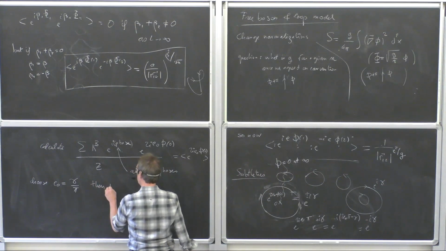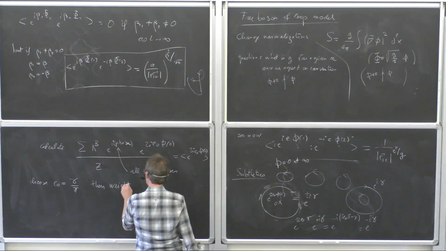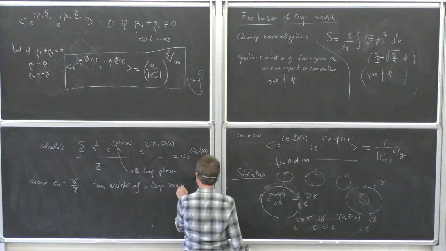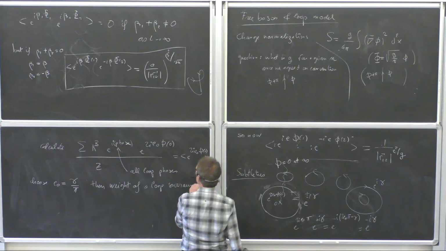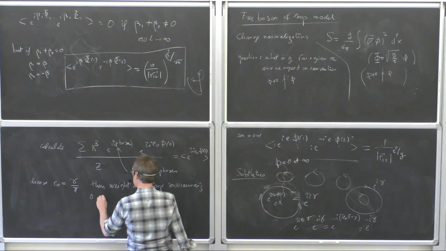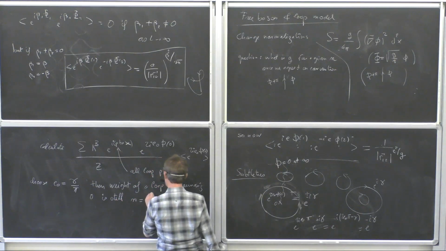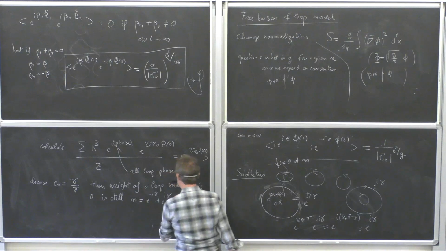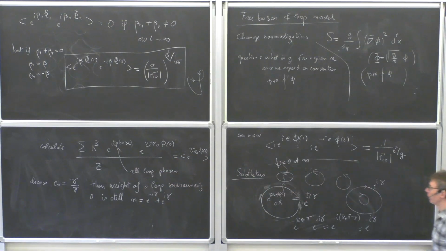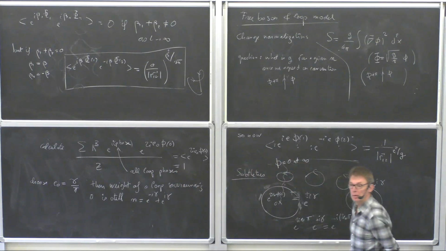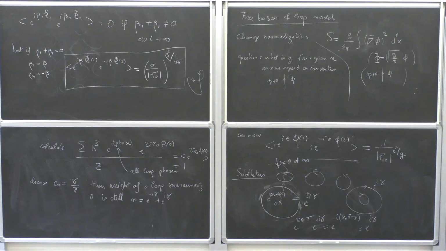Then the weight of a loop surrounding 0 is still n, coming now as the sum of the complex conjugates instead of e to the I gamma, e to the minus I gamma. Therefore, this average is equal to 1. It is transparent. Do I make that clear?